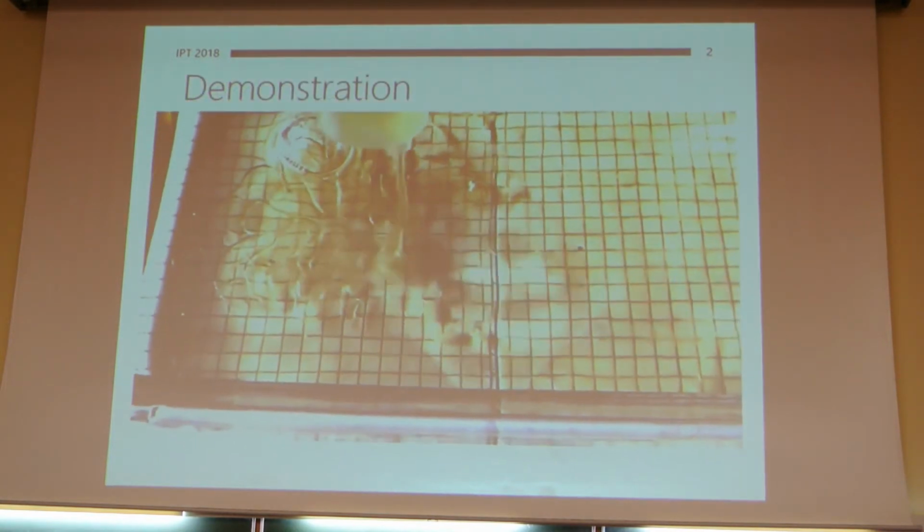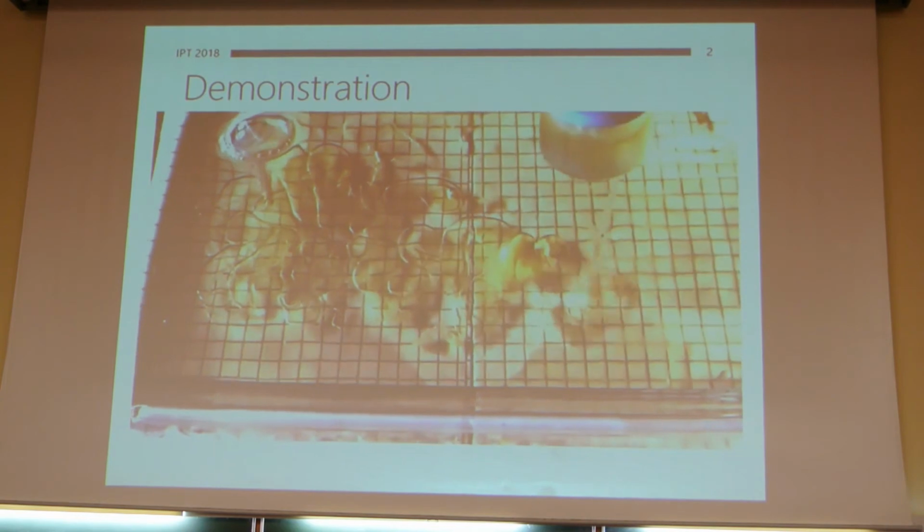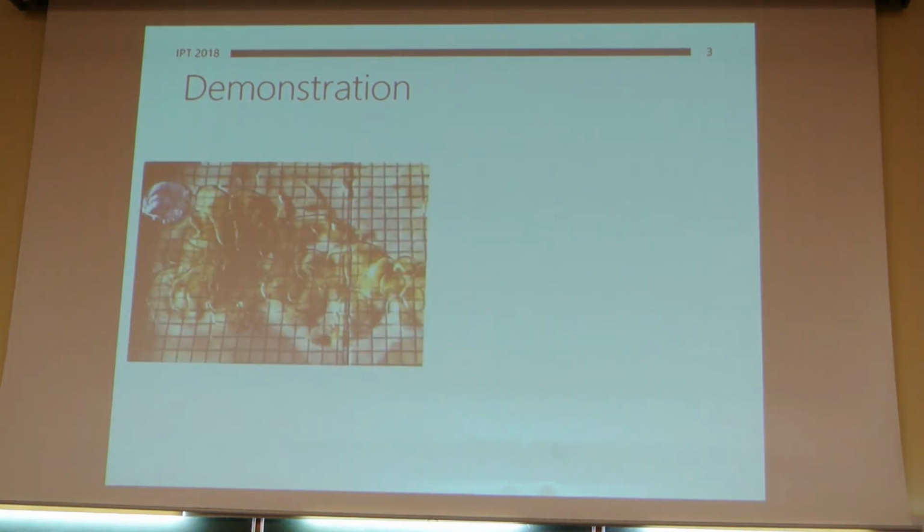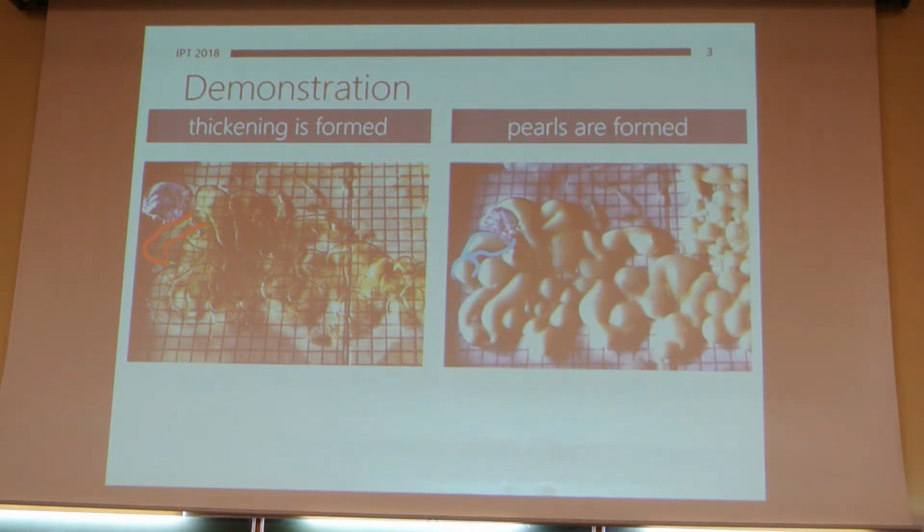Here you can see a video. I think all of you saw it, so let me describe it. At the very first moment, we see thickenings that form in the egg white jet. But at the end of the video, these thickenings have become egg white pearls that we will describe.